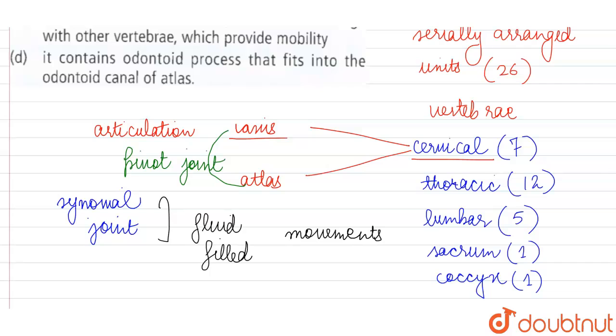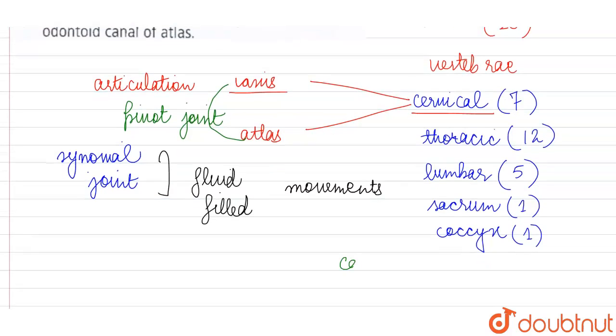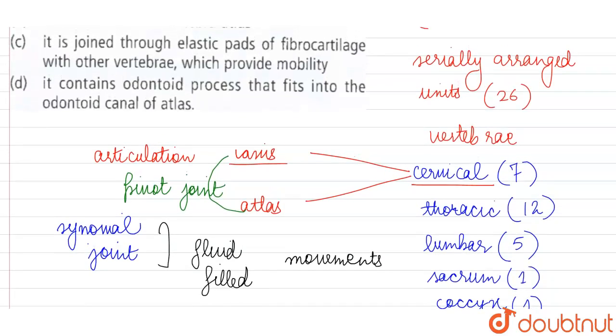Apart from this, between all of the other vertebrae we are going to find cartilage. So they will not be synovial joints, they will be cartilaginous joints. That is why the movement is also limited. But our head can rotate quite freely because of this special pivot joint between our first and second vertebrae, that is the atlas and the axis.